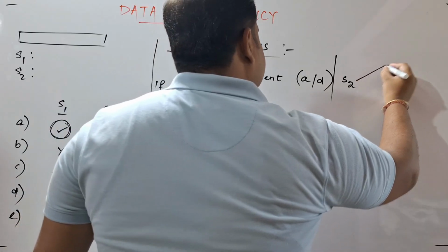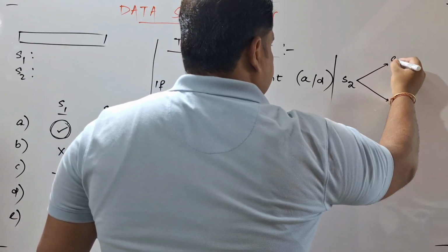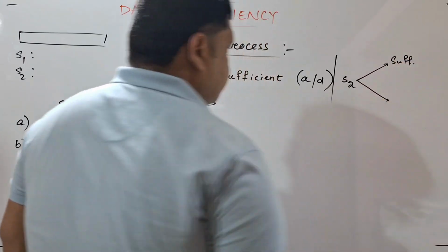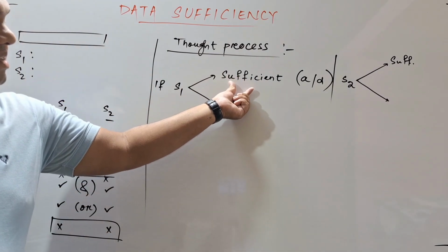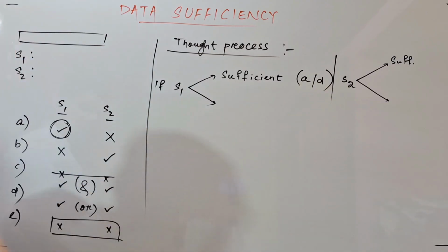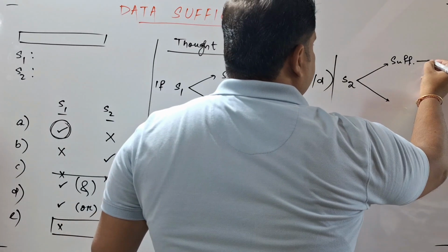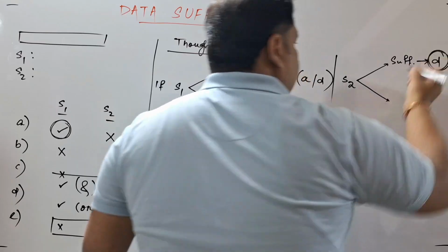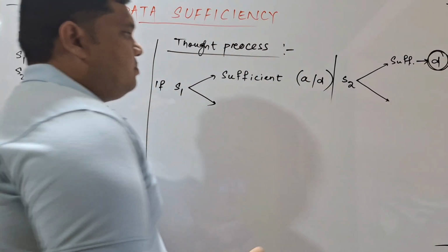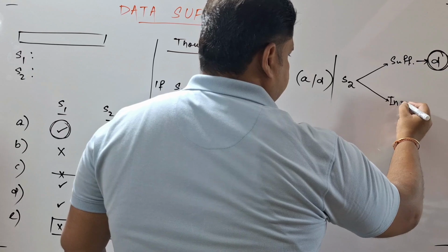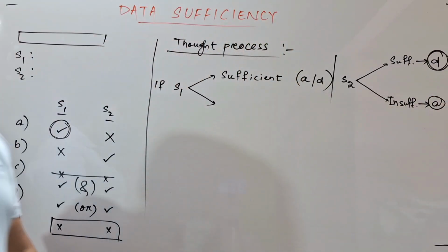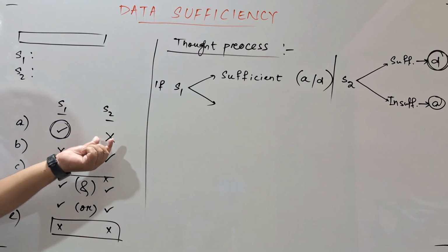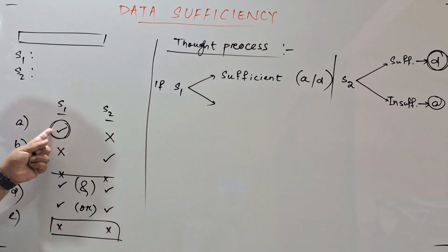Now again for statement 2 you have two choices. If it is sufficient, what happens? When statement 1 alone is sufficient to answer, and statement 2 is also sufficient, which option is correct? Option D is correct. So here my answer is option D. Clear? Now if statement 2 is insufficient, my answer is only A. If statement 2 is insufficient, then my answer is A.